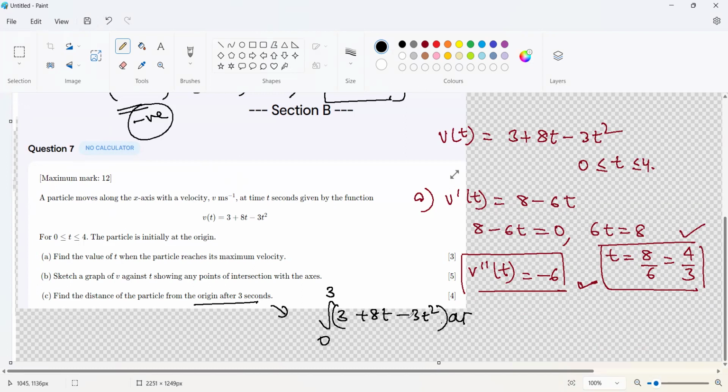How do you integrate 3 plus 8t minus 3t squared? Do you know the integration? Yeah. Integrate that. 3 plus 8t minus 3t squared dt. Integrate this function.